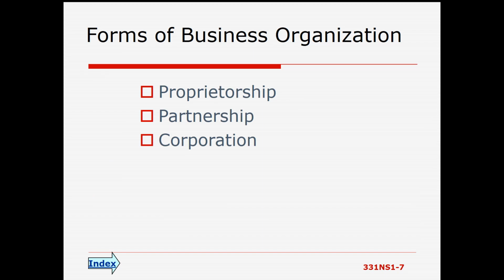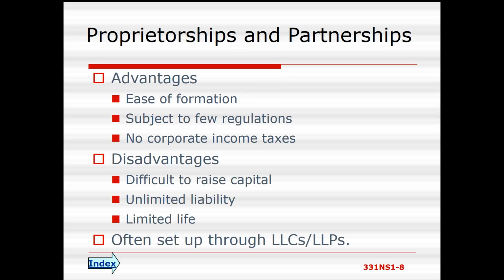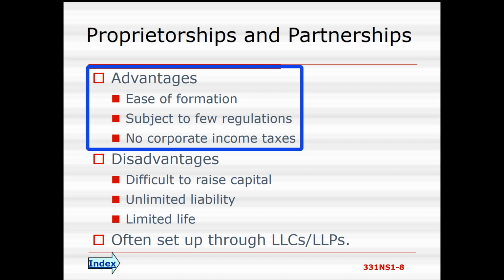Let's review the three basic forms of business organization. Sole proprietorship and partnerships are very similar in that partnerships are groups of sole proprietors who've banded together and agreed on how to share the costs and profits from a business. Sole proprietorships and partnerships share several advantages. They're very easy to form. You can start selling on eBay tonight and become a sole proprietor.